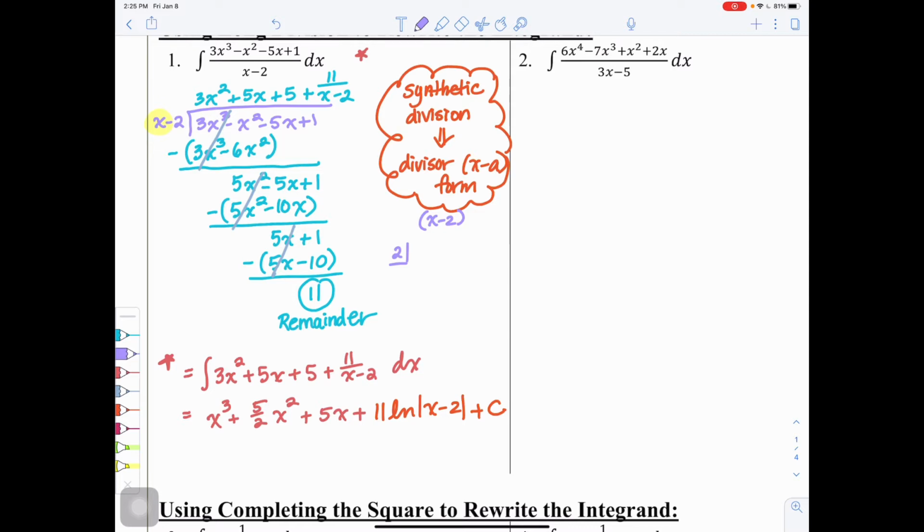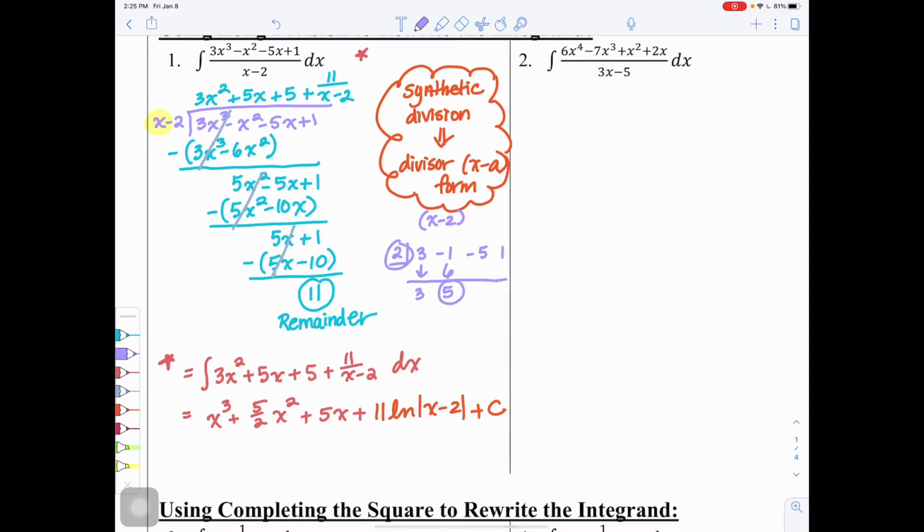So a goes in the box, and we will write our coefficients, placing zeros wherever we have a missing power. So we have a 3, a negative 1, a negative 5, and a positive 1. Okay, let's go. Drop the 3. 3 times 2 is 6. Add them up.